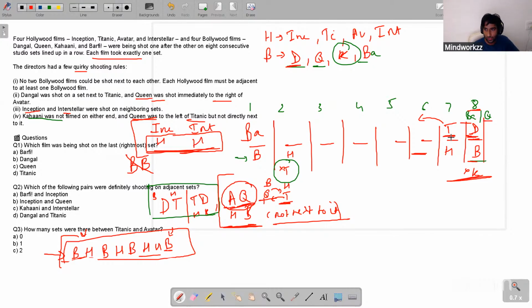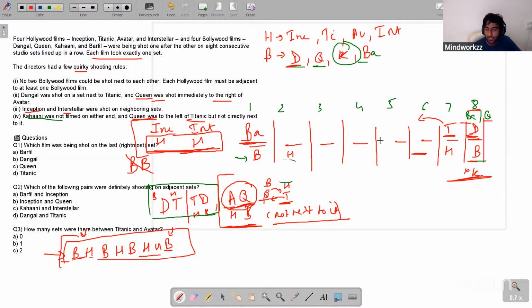This is the first inference which we had to find out. And of course, Barfi on slot 1. This is also something we have found out. Right? Hope everything is clear till now to all of you. Okay, let's now move further. So the next part of the set, again, a pretty interesting set and pretty tricky to be honest.